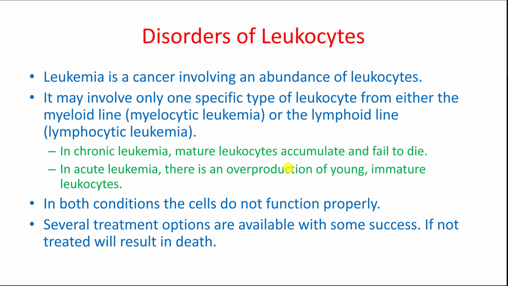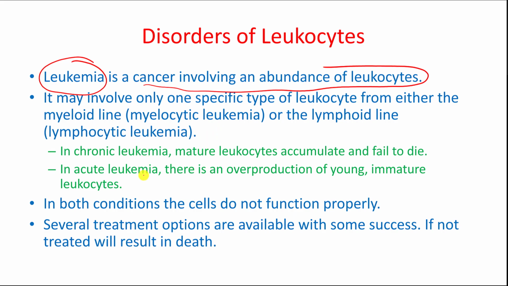Now, problems with the white blood cells: of course, since we have 5 major types, each one of them might have its own diseases. But in general, disorders of the leukocytes we call leukemia. And leukemia is a form of cancer involving an abundance of leukocytes. It means that one certain type of leukocyte is proliferating more than what is needed. So depending on the subtype of the leukocytes, we will have, for example, myelotic leukemia or lymphatic leukemia.